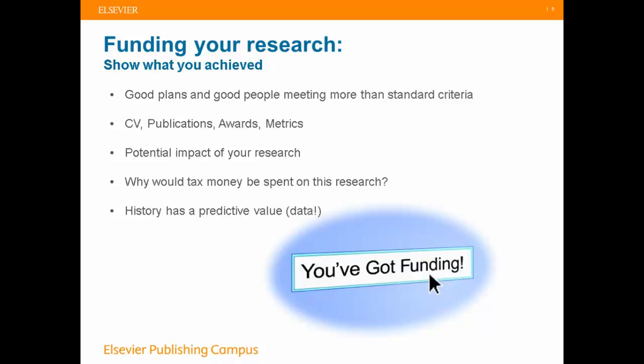If we then jump over to the funding of your research, I can say a few general things on that. Obviously, it's very important that you show what you've achieved, and that comes up with good plans and obviously good people, but it's also meeting more than the standard criteria, because funding agencies and funding bodies do have their standard criteria, but that's just the bottom line. It's always good and it's always important to make sure you do more than just the standard criteria. And it starts with your CV, but it goes into your publications, your awards, and last but not least to your metrics, because those metrics give an indication how those publications are doing.